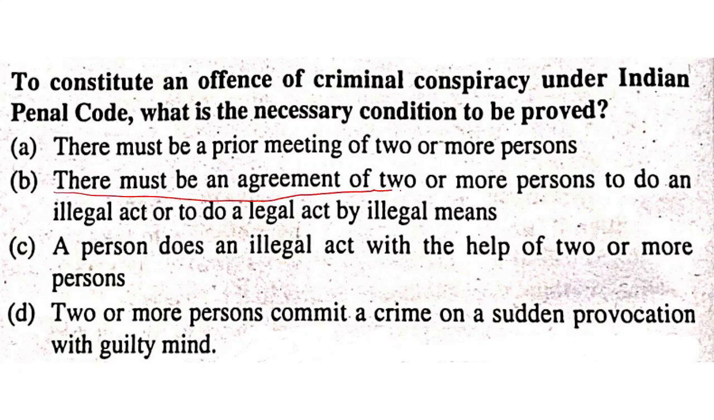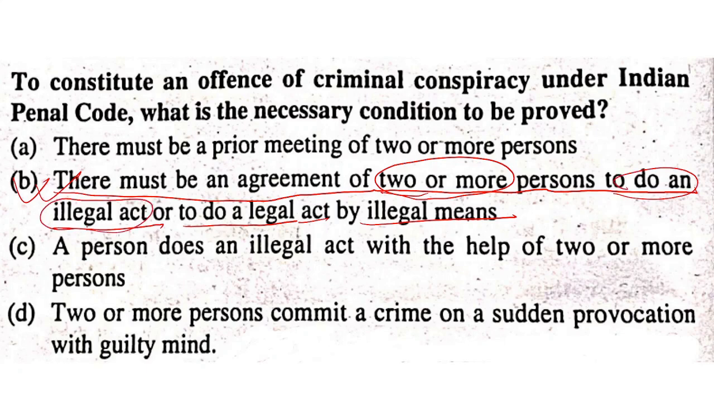There must be an agreement of two or more persons to do an illegal act or to do a legal act by illegal means. This is criminal conspiracy. The criteria should be fulfilled. What are the criteria? There should be two or more persons and they should meet prior to committing that crime, to do an illegal act or to do a legal act by illegal means.